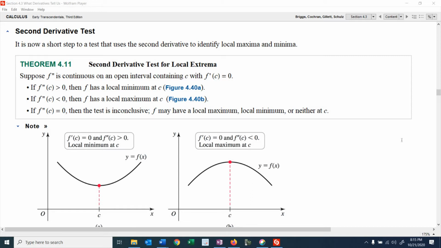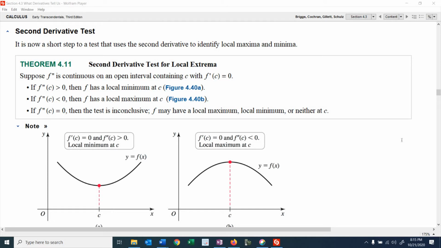Now, first of all, the second derivative test has a limitation to it. Notice that it can only be used to classify critical numbers where the derivative evaluated at the critical number is equal to 0. It cannot be used to classify critical numbers where the first derivative evaluated at c does not exist.